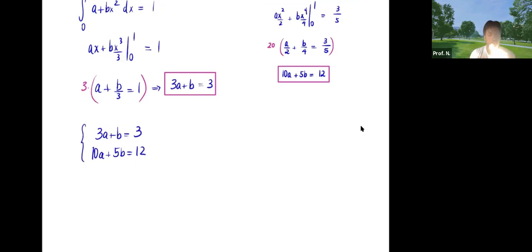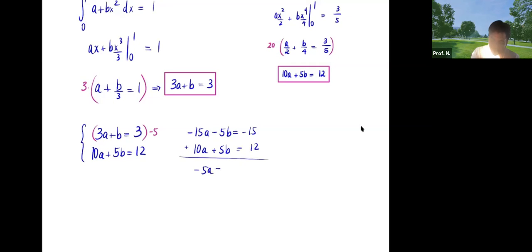So now I can solve for b, multiply the top here by -5, and I'm left with negative 15a minus 5b equals negative 15. This is 10a plus 5b equals 12. You add this and you get negative 5a equals negative 3. So a equals 3/5.